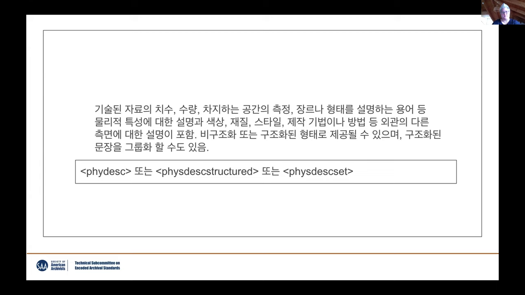And then the third one, physdescset, allows you to group several physdescstructured statements. So that is, for example, useful if you are describing a bigger unit of description, like a collection, and that has a mix of materials, and you want to indicate that part of your collection is of material one and another part is of material two. But as they both refer to the same collection as a whole, you might want to group them in a physdescset element.